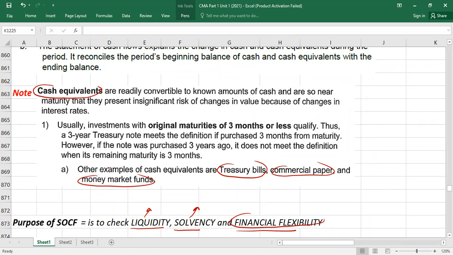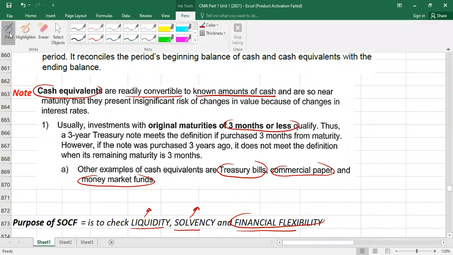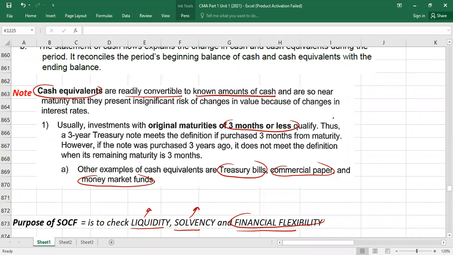So as per the definition, cash equivalents are those investments which are readily convertible into a known amount of cash. Easily convertible means which can be converted easily into cash and the amount is known. You can convert at least within 90 days, maximum within 90 days, into cash, and the amount is known. So 90 days means 3 months we are talking about. Anything which can be converted into cash within 90 days and the amount is known is called cash equivalents.